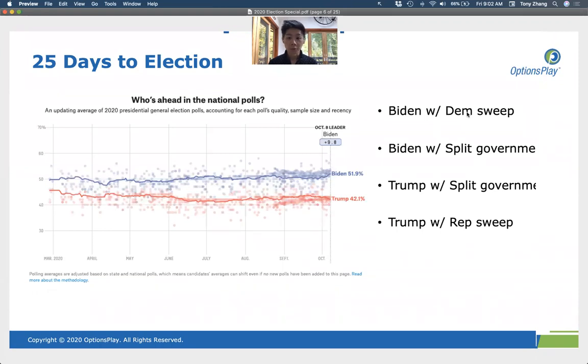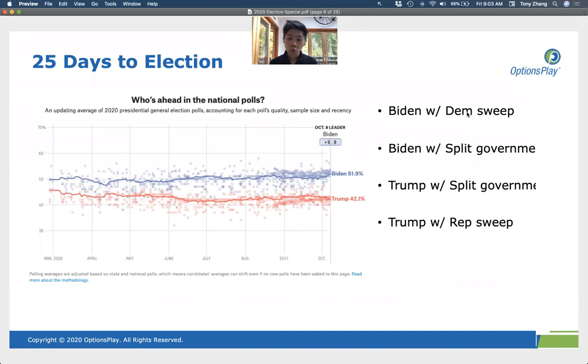So we have 25 days to go to the election. Right now, if we look at the polls, generally speaking, most polls are leading to a Biden victory. We saw the same thing in 2016 with Hillary Clinton, so we're not assuming it's decided, even though the gap he has to Trump is a little bigger this time.